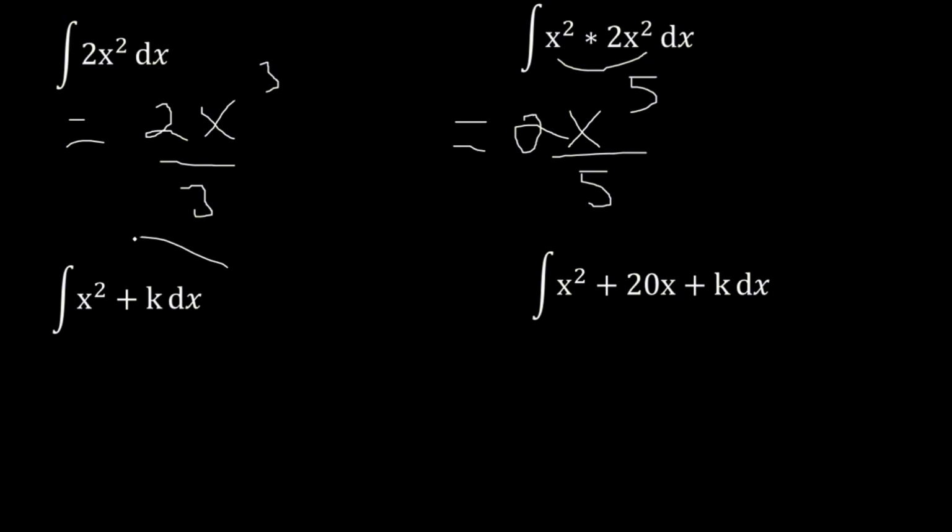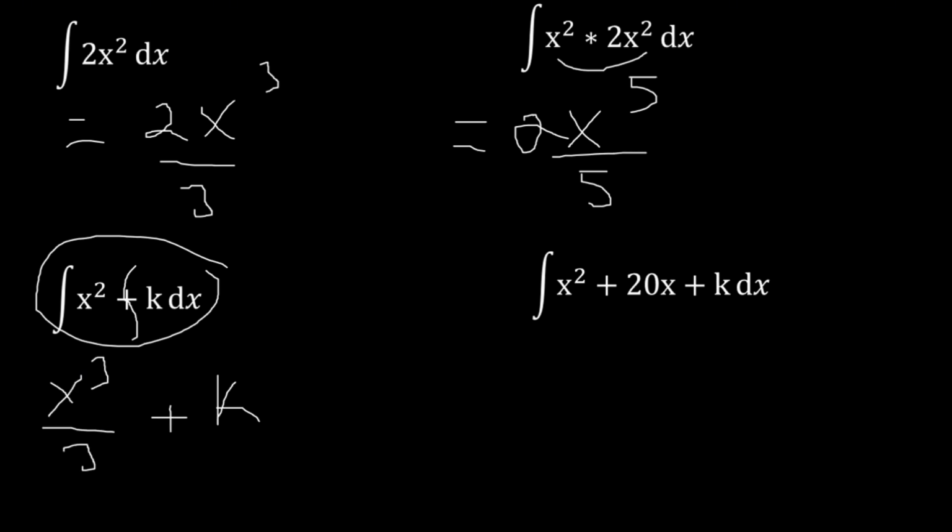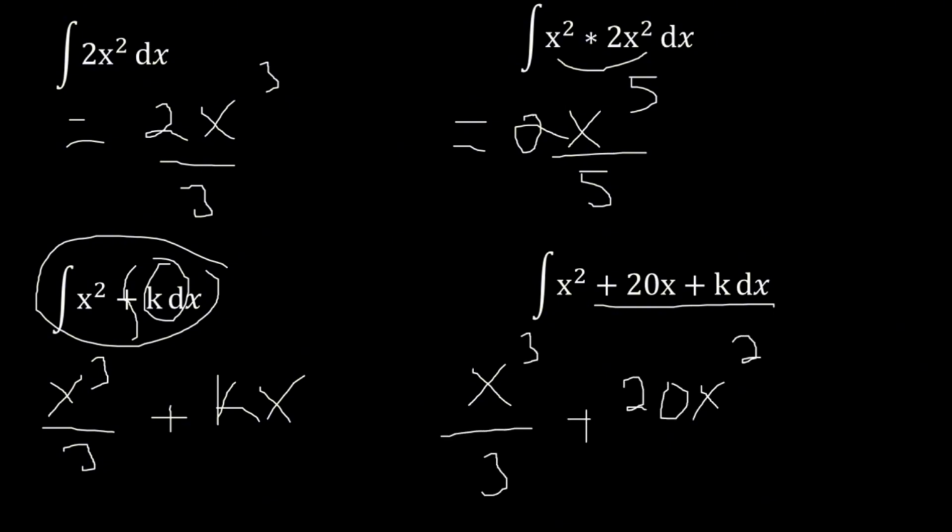Okay, integrating this one, you're going to separate the integral on both sides. And that will be the integral of what? x cubed all over 3 plus kx, since k is a constant. Integrating this, we do the same thing. That will be x cubed all over 3 plus 20x squared all over 2, plus kx.